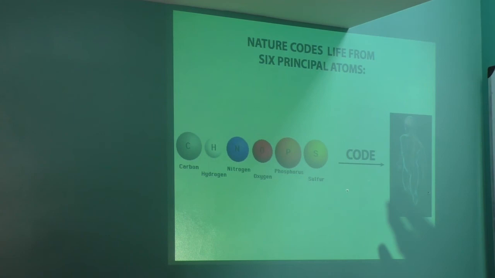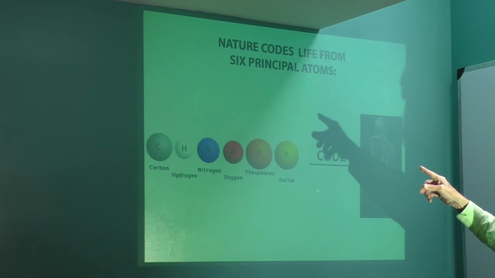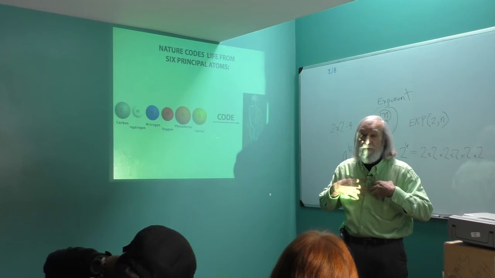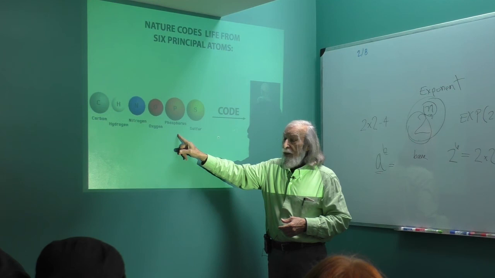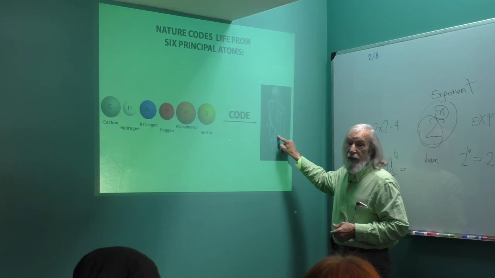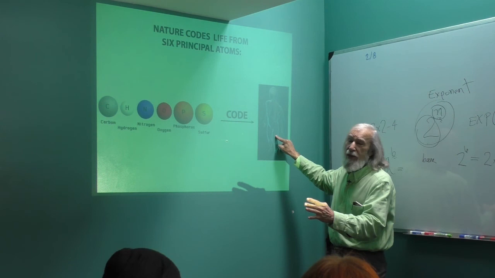But this is over 90% of all the things that are in life and in our bodies: only those six elements, those six atoms. Somehow, there's a code that takes a bunch of these and makes a human being. Now, I'm going to the extreme here. It might have been better to just say, let's do one cell. Even that's enormously complicated. But let's do the whole human being.